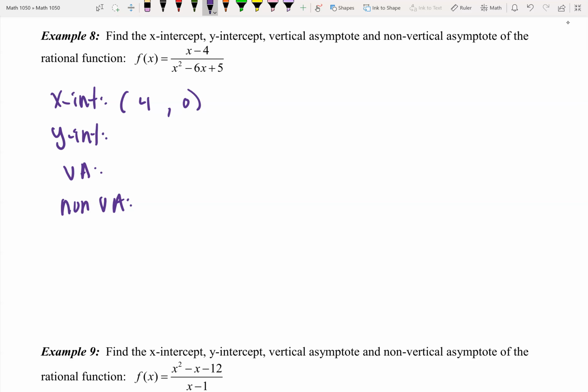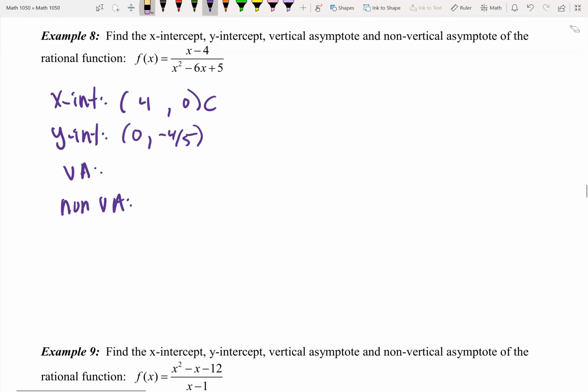Bounce or cross? Cross. Because I have 1 x minus 4. To find the y-intercept, you're going to let x be a 0. Don't cross your paper. I'll cross mine. Okay? Look. Goes away, goes away, goes away. What's left? A -4 over 5.